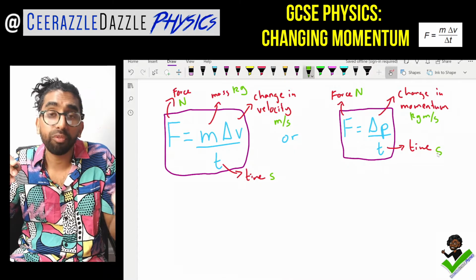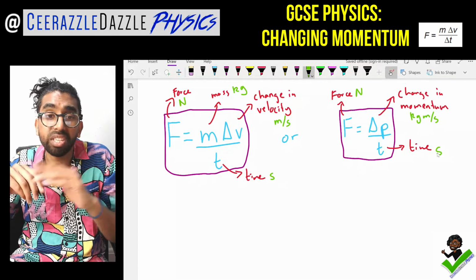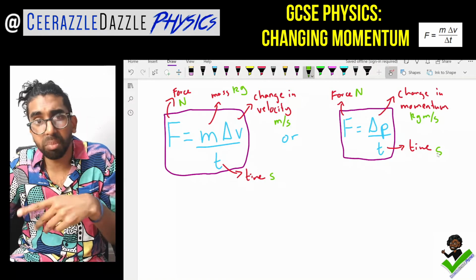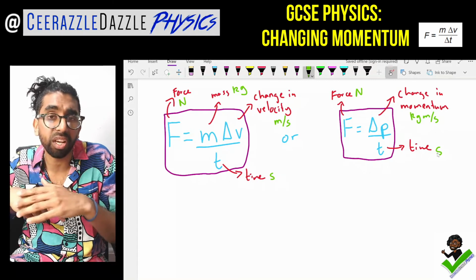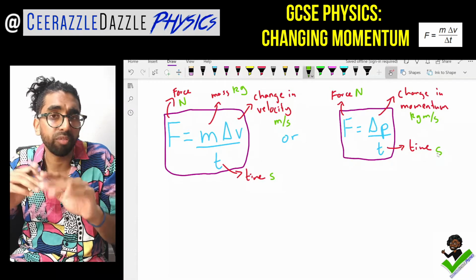Let's label it. Force is measured in newtons, mass is measured in kilograms, change in velocity is in meters per second, and time is in seconds. Easy stuff here. And momentum is kilogram meters per second on the opposite side. You should be comfortable using both of those formulas.